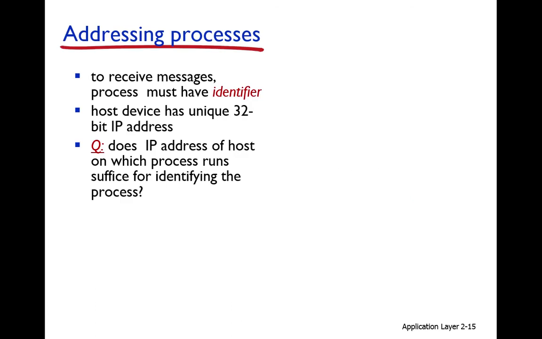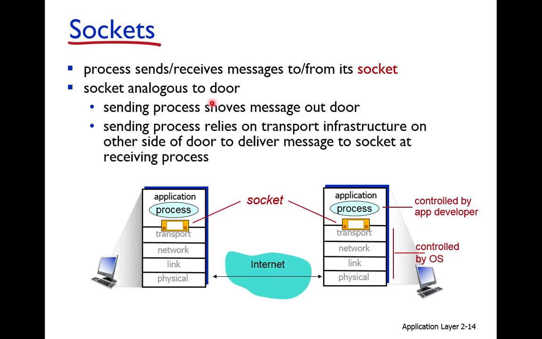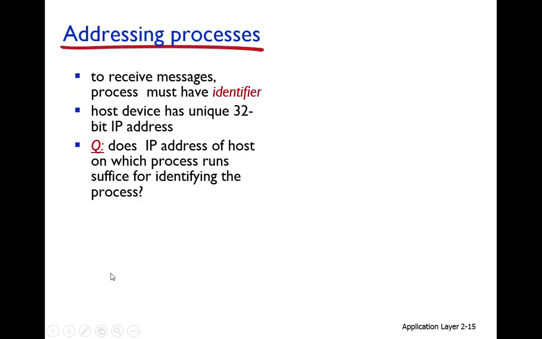So in the internet we have two types of identifiers. One identifier is called the IP address. The IP address basically identifies the machine. This machine and this machine. So it is like your home address. The IP address is used to receive the message, and the processes must have identifiers in order to send and receive messages.